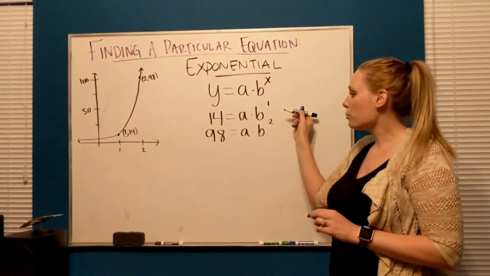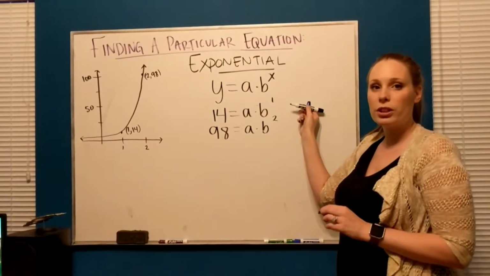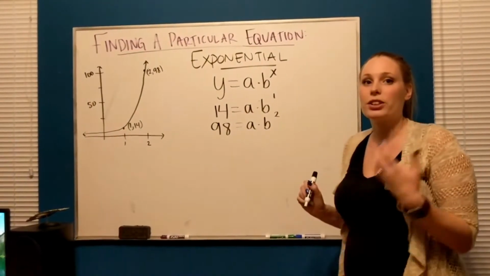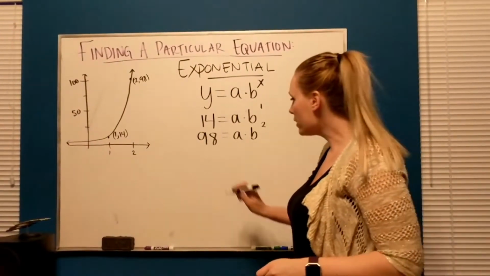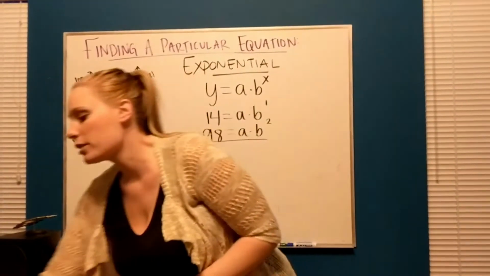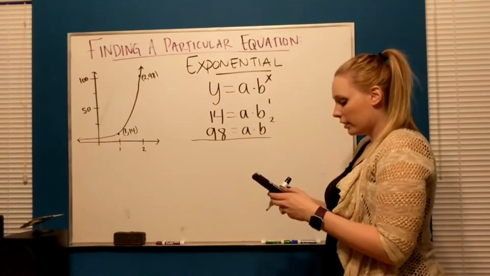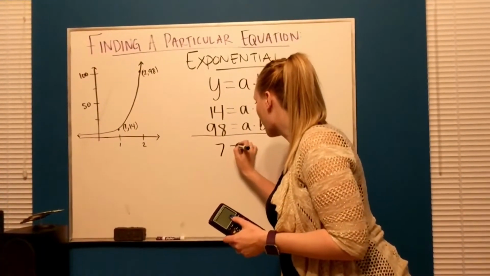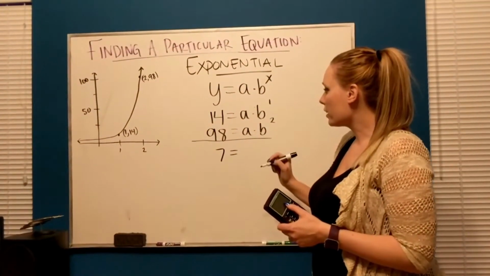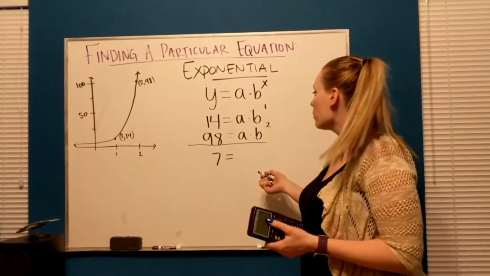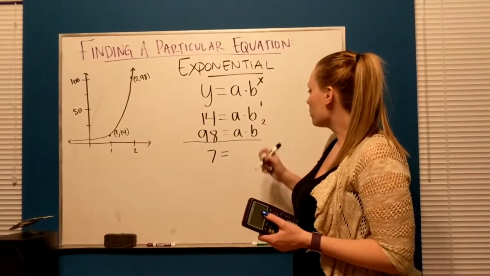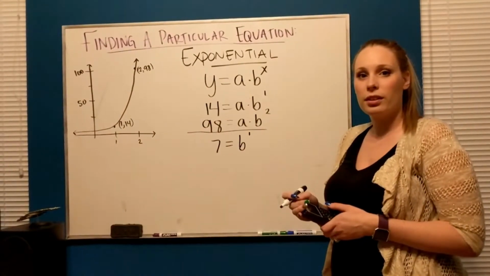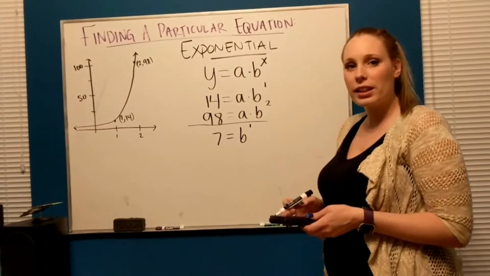And the only reason why I'm choosing to divide the second equation by the first equation is because the second equation has bigger numbers. And I don't like to deal with fractions, and I don't like to deal with decimals. So when I divide these, I'm going to take my calculator because I'm not very good at dividing in my head. 98 divided by 14 is 7. A divided by A is 1, so it cancels out. And b squared divided by b to the first is just b to the first. Well, that worked out quite nicely.